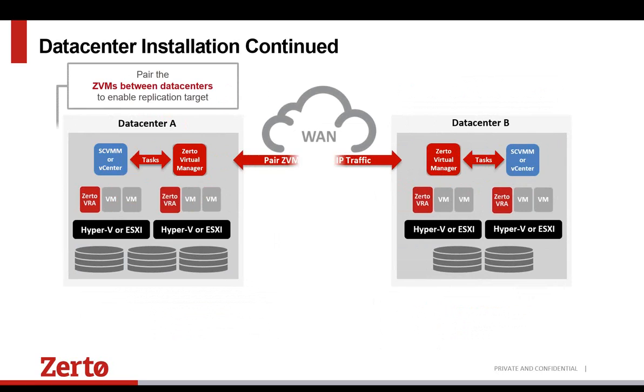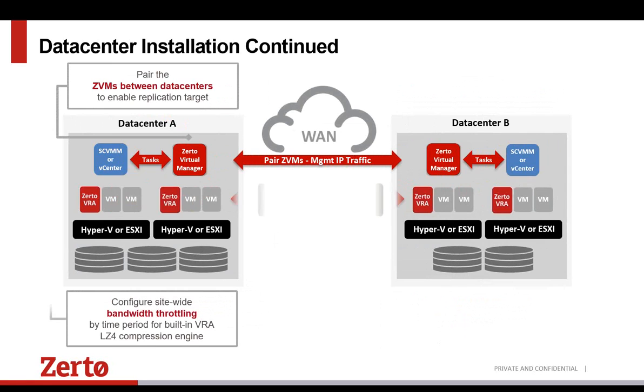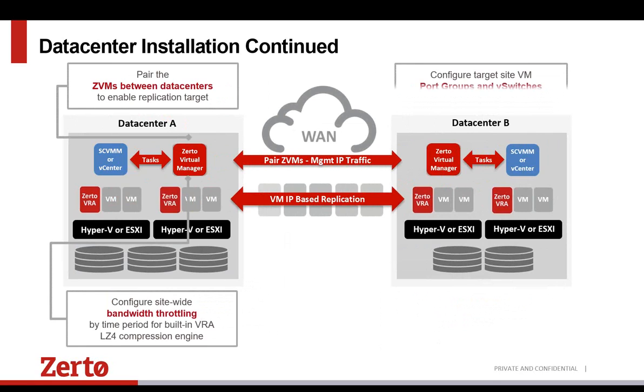We then need to pair the Zerto virtual managers together to enable the replication between your data centers. We can then configure the site-wide throttling on a time or permanent schedule so you can limit the maximum amount of replication traffic, and the replication traffic will use our built-in LZ4 compression engine, which we typically see a 50 to 80% compression real-time of the replication traffic. You then configure the target site port groups and vSwitches that you want to use upon failover and failover testing.